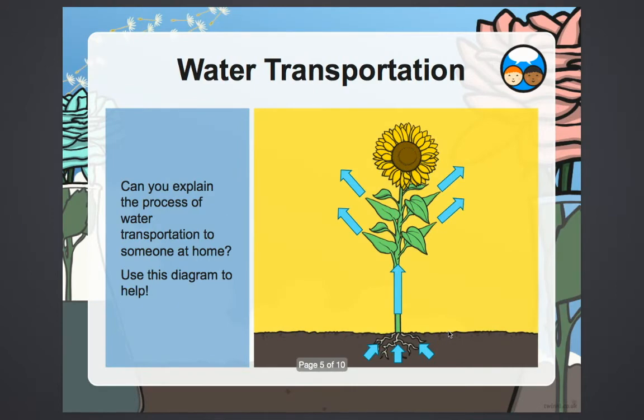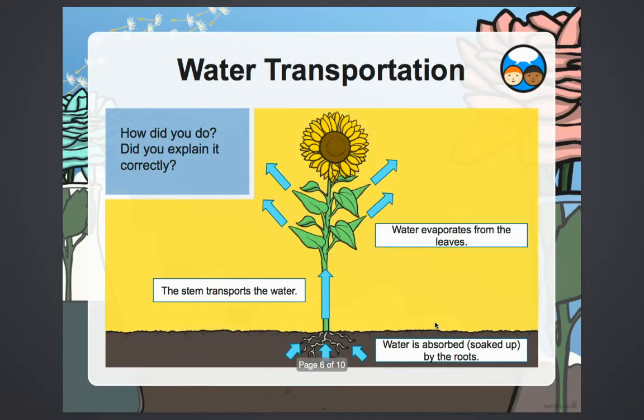Right. What I want you to do now, using this diagram here, this picture here, and the arrows, I want you to have a go at explaining how the water moves or is transported through the plant. So have a little go at that now. You don't need to write anything down, just have a go at explaining it to somebody. Okay, pause the video if you want to.